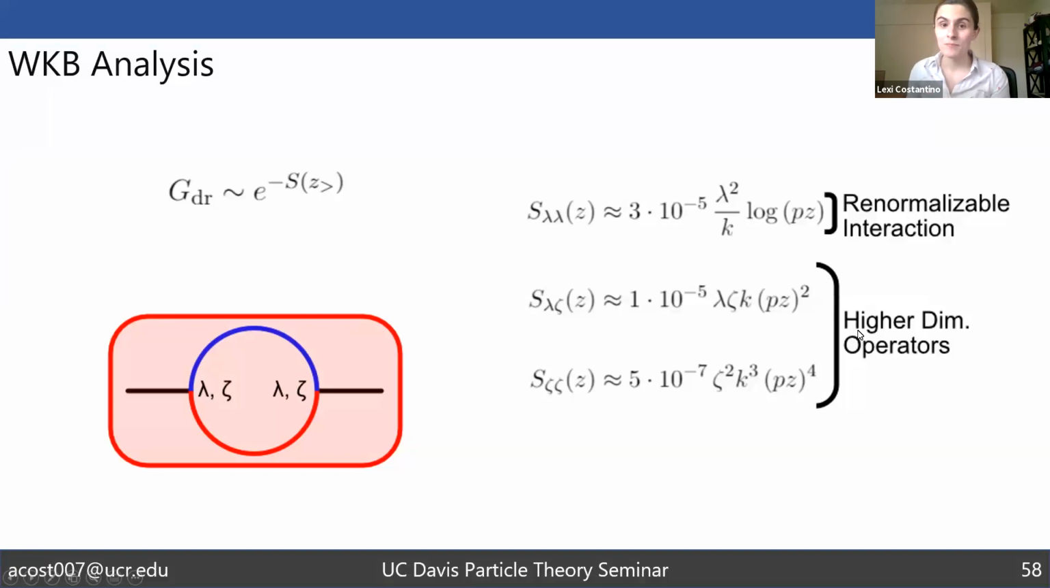Marcus, the thing I was hinting at earlier is this logarithm. So as you go to arbitrarily small energies, if you have very small p, you have something that blows up in that direction. Lambda was your phi cubed coupling and zeta was your higher derivative coupling. Yes, exactly.